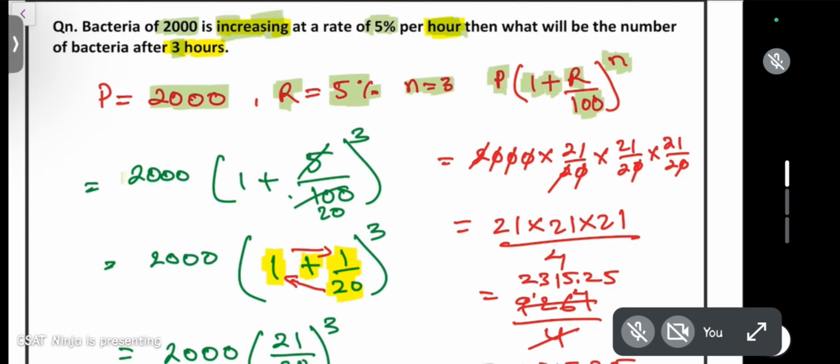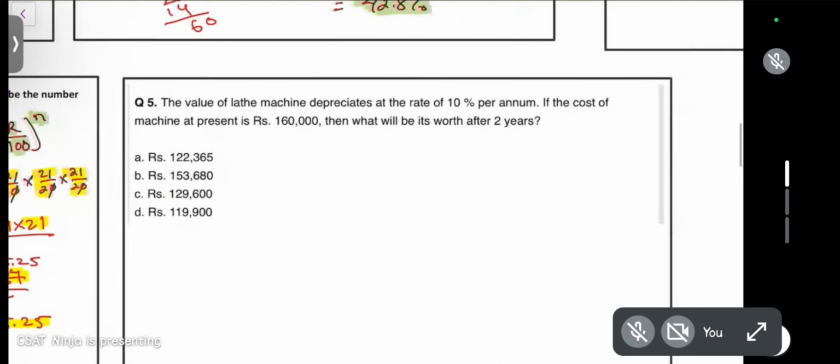2000 into 1 plus 5 by 100. I'm simplifying this and adding, that means 20 into 1 plus 1 by 20 is 21 by 20, to the power 3. Since we have to the power 3, that's the reason why I'm writing this 3 times, and I'm reducing and cutting. If my multiplication is not wrong, then I'm getting this. So if we divide it, we'll get the answer. Let's try one more question, and after that we'll move on to the next.